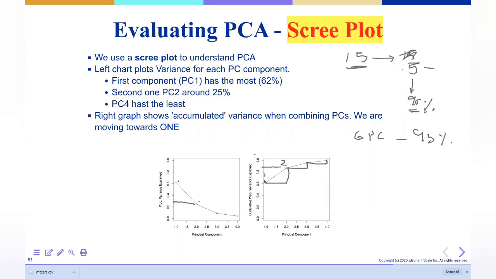You say, we need more coverage, then you keep adding more principal components. But the goal is to find the sweet spot, because if you're using all 15, you might as well just go back to the original data. There's no point in doing principal component analysis anymore. Yeah, I understand it this way.